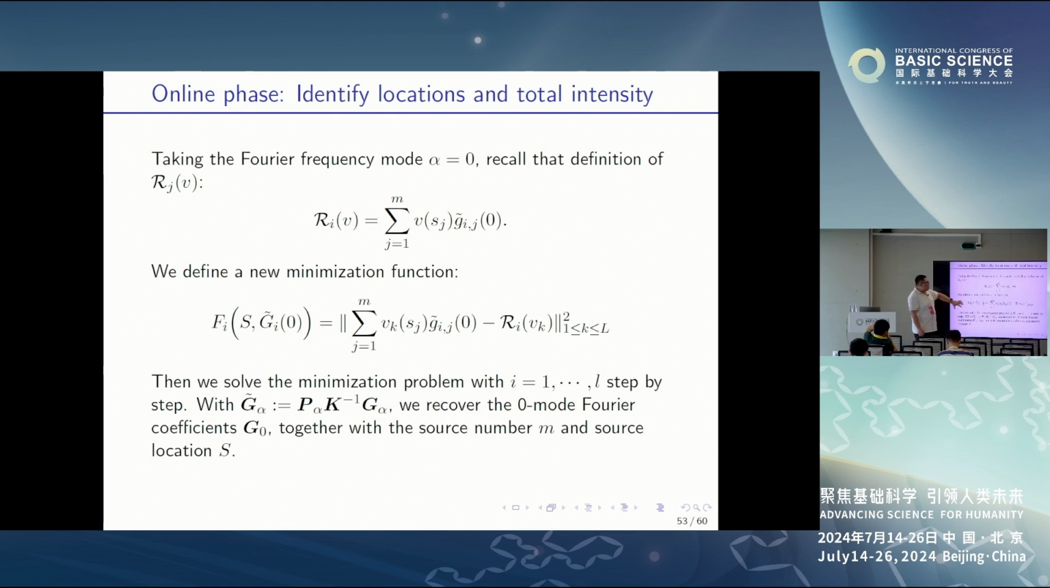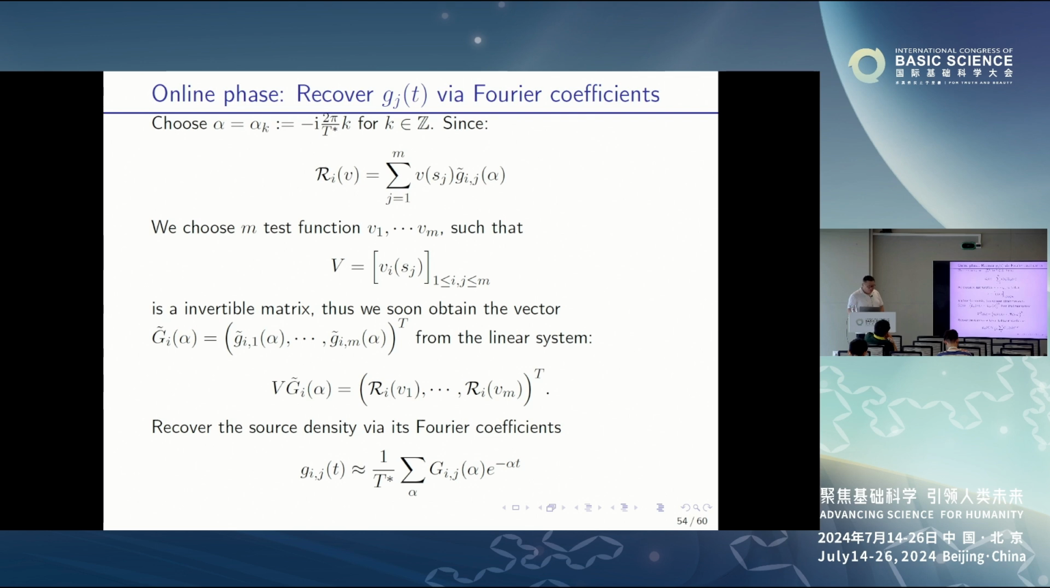This is the minimization problem we need to solve for those locations and also for the total intensities. For the second part, it's quite similar to before. We need to solve the intensity functions frequency by frequency. So this is the way to solve it. Basically, we use alpha k equal to this, and to build the test functions, we need to solve several eigenvalue problems, find the first test function, and use that one as the right-hand side to solve for the other test functions one by one.